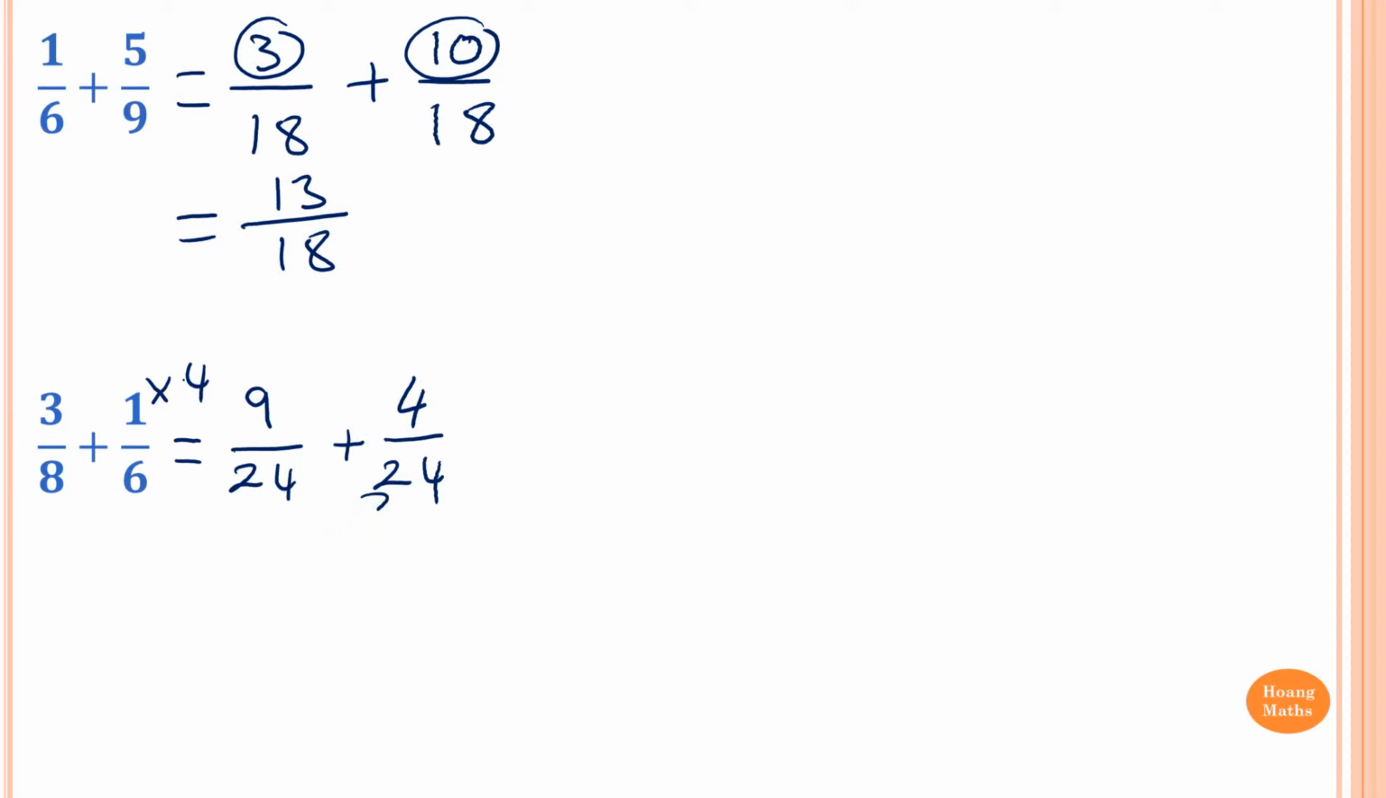So now the bottom is the same. So we just add the top. So 9 plus 4 is 13. So the bottom is just 24. So 13 over 24.